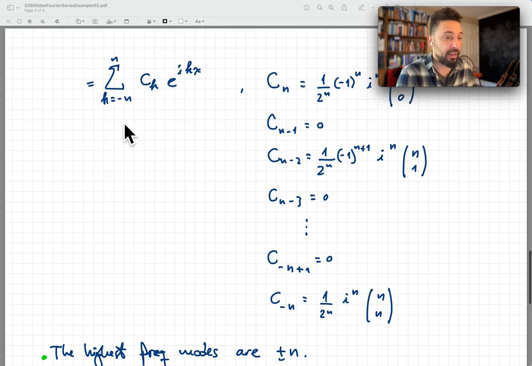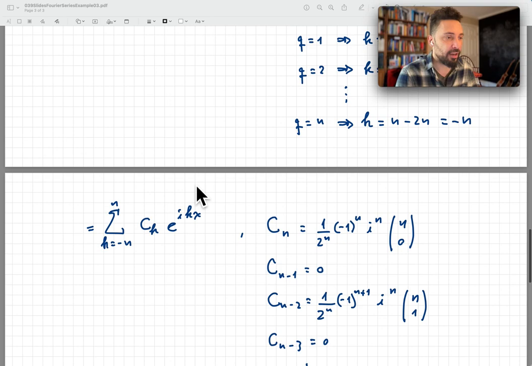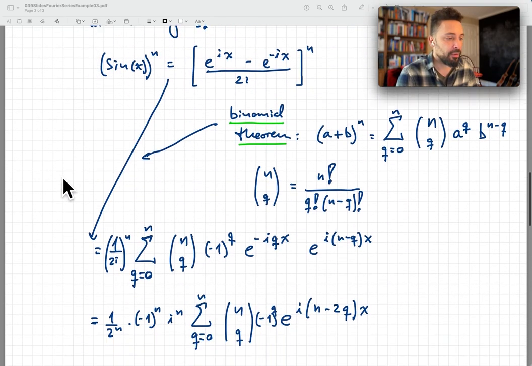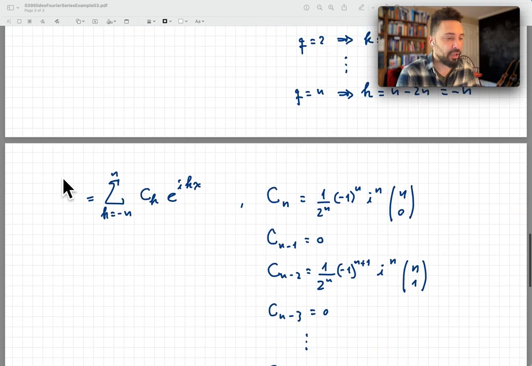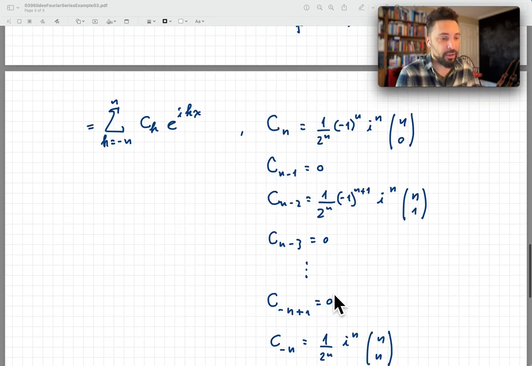Now, that's it. That's basically all there is for this Fourier series of sine of x to the nth power. All we have then is a sum that is finite. It goes from k equals minus n to n. There are some coefficients c sub k that are given in this table.